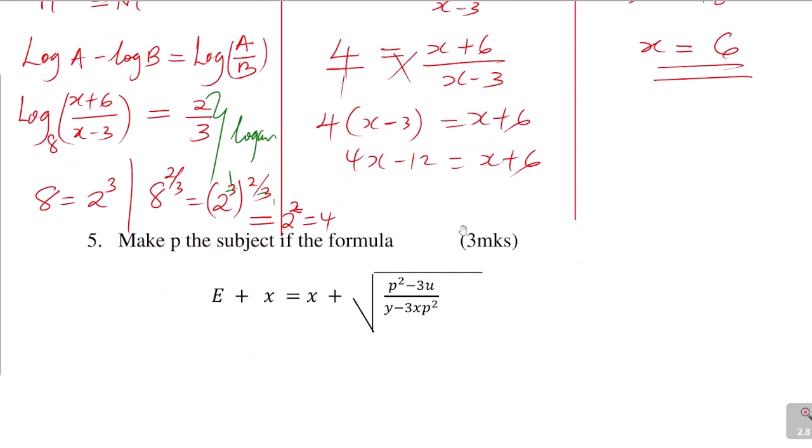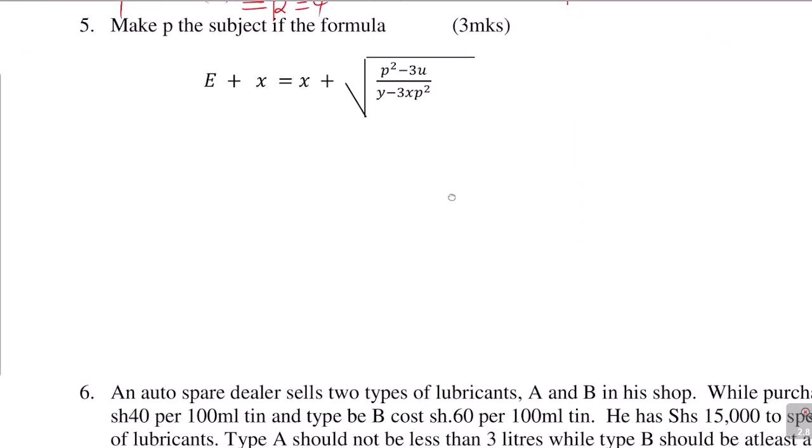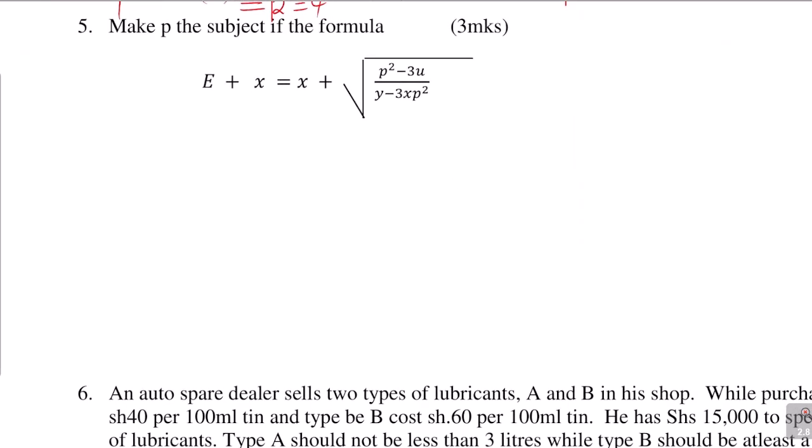We go to question 5. Make p the subject of the formula. So you need to make p the subject of the formula. So when you look at that equation, both the left hand side and the right hand side, there's something that you're going to notice. Once you subtract x from both sides, you can see it there, that one and that one, there's something you will remain with.